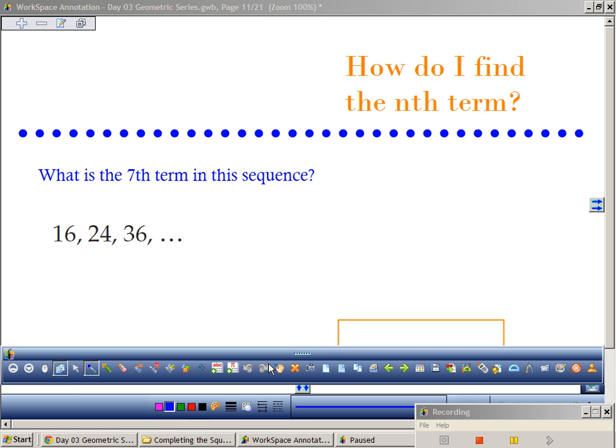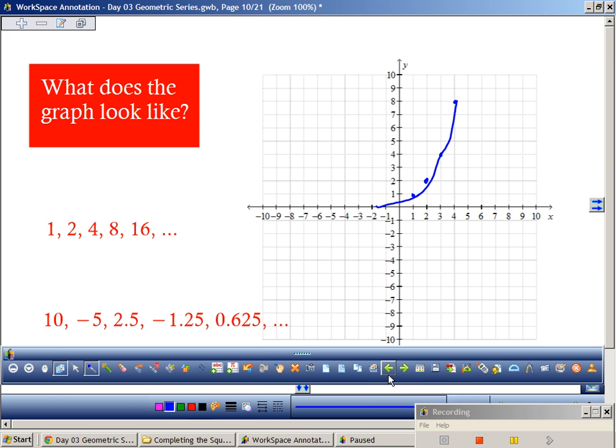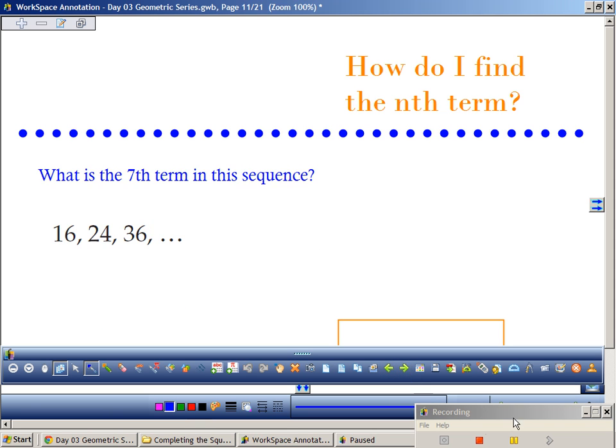Problems. We did an arithmetic sequence, right? This is a geometric sequence. There's going to be a formula. I've already given you a hint. What does it look like? It looks exponential. There's a hint.